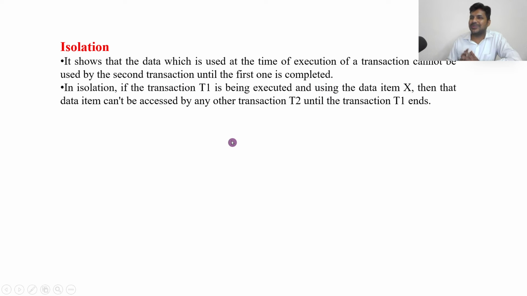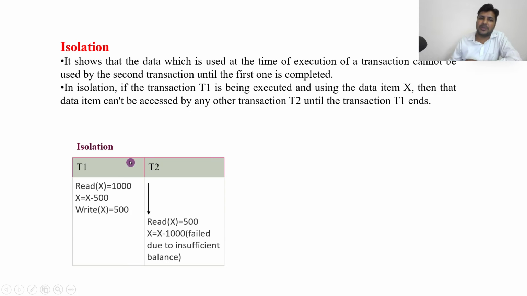For example, there is a washroom. Let us assume there is a washroom. If one person enters the washroom, another person has to wait until he completes, right? The same thing happens in isolation. So let me explain to you.